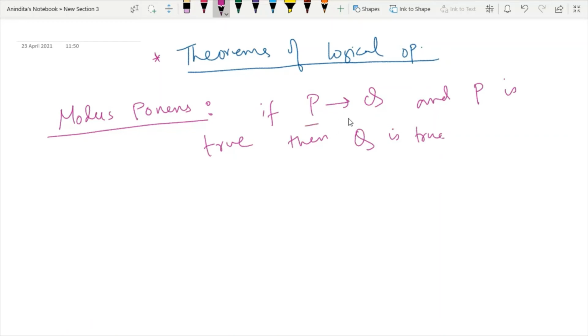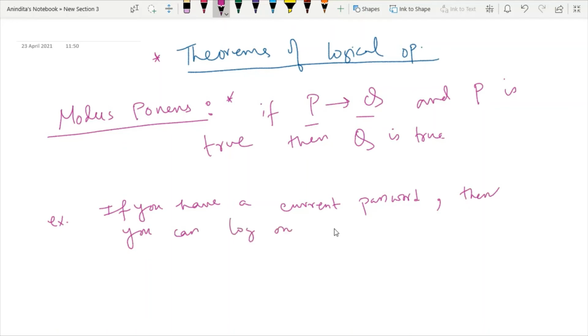We know that P implies Q is an implication, but what is the meaning of this law? See, this is the law, this is the statement, but what is the meaning? I'm giving you one example. Let's consider this example: if you have a current password, then you can log on to the network.